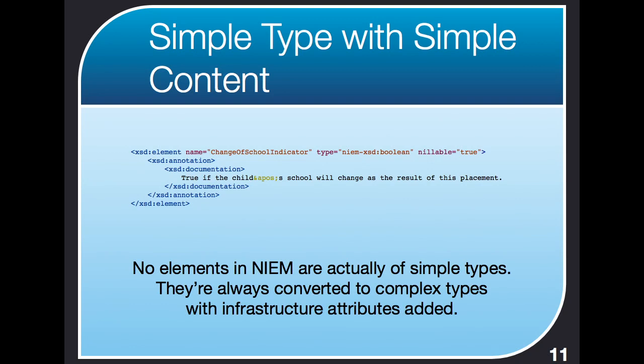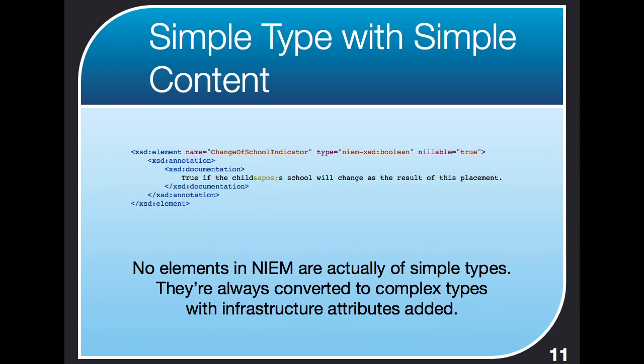There's also the annotation and the documentation that says what the definition is for this particular element. Now you'll notice I said filtered through the proxy namespace because again, there aren't any elements in the NIEM that are actually of simple types. All simple types in the NIEM are filtered through proxy to add NIEM infrastructure attributes to it. So technically, every type in the NIEM that holds data is a complex type with simple content. There are no simple types in the NIEM itself. They're all filtered through proxy and to add the infrastructure pieces.